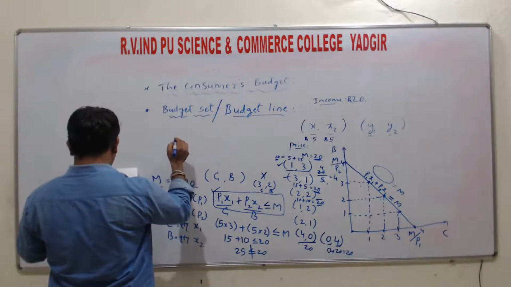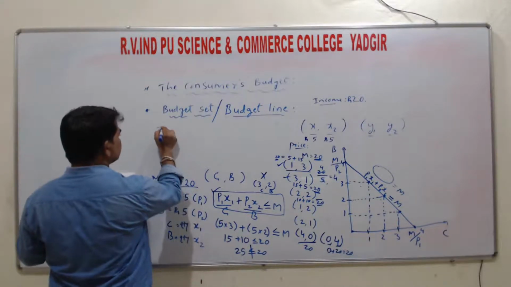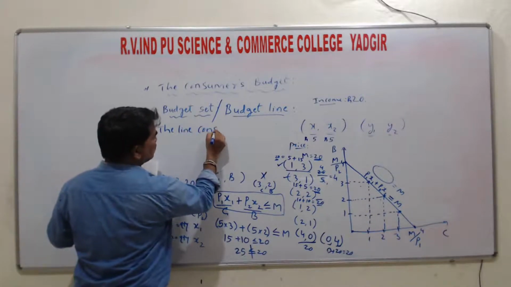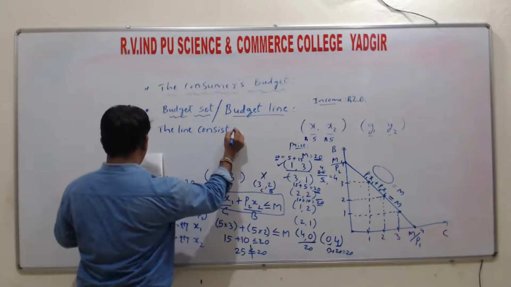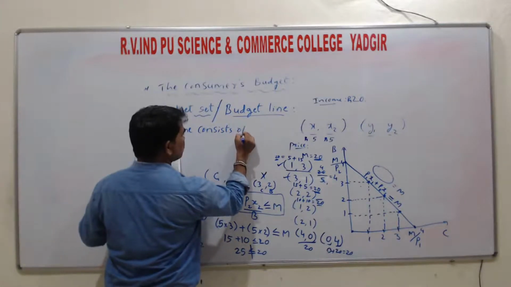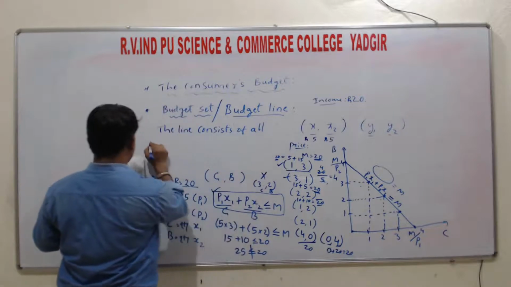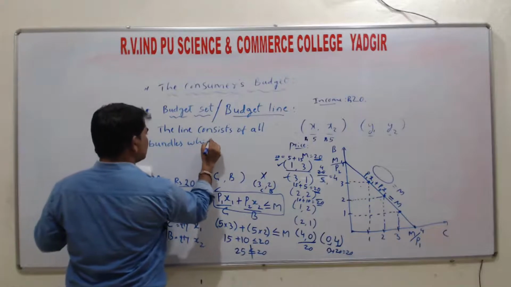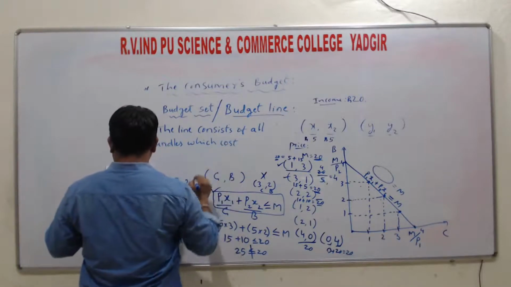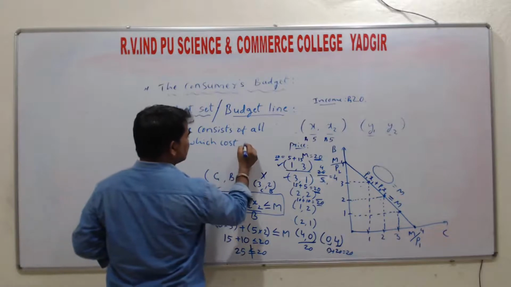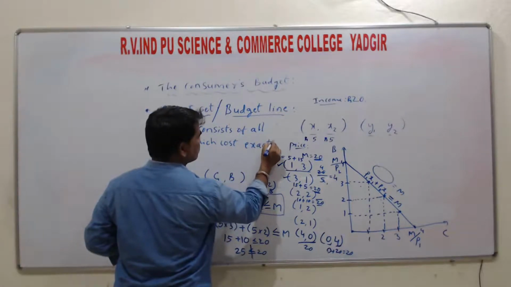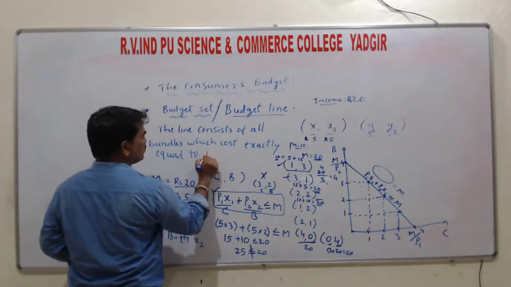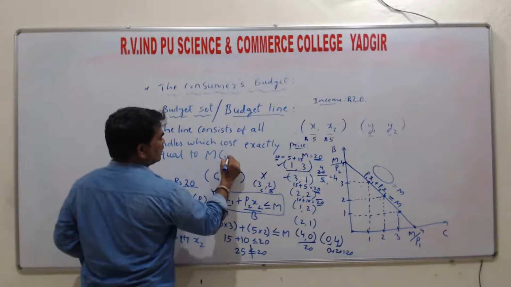The line consists of all bundles, which cost exactly equal to his income. M is income.